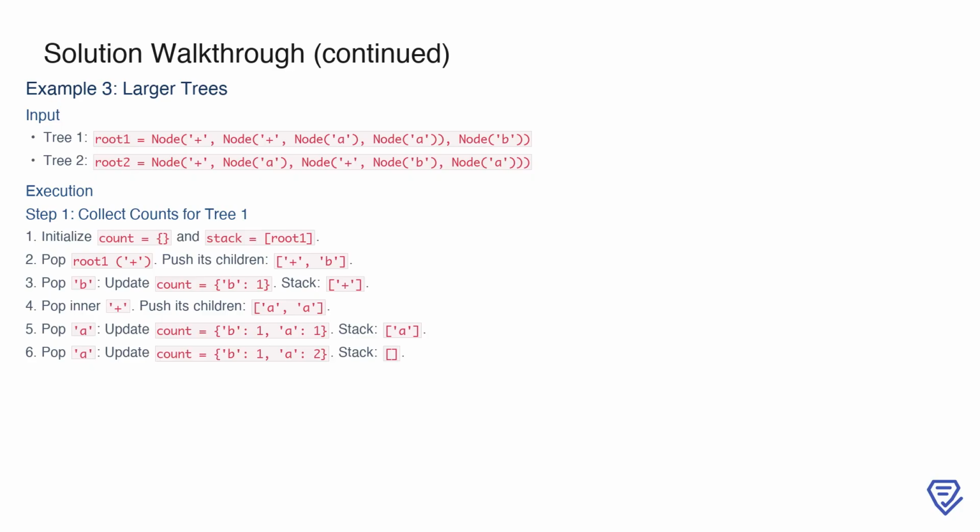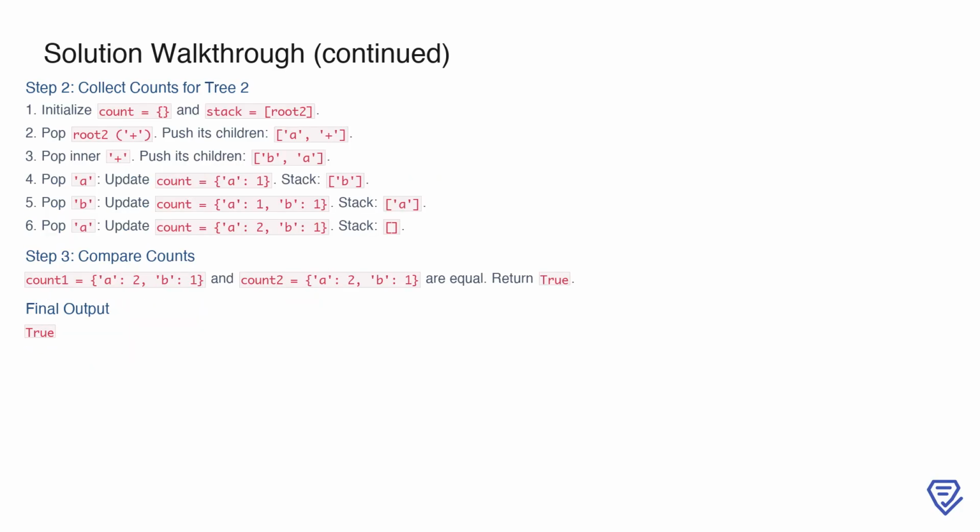To collect counts for tree 1, we start with the root node and initialize the dictionary and stack. After popping the root, we push its children onto the stack. We process the right child b first, updating the dictionary to {b: 1}, then we process the inner plus, pushing its children a and a. Each is processed in turn, updating the dictionary to {b: 1, a: 2}. At this point, the traversal for tree 1 is complete, and the final count is {b: 1, a: 2}.